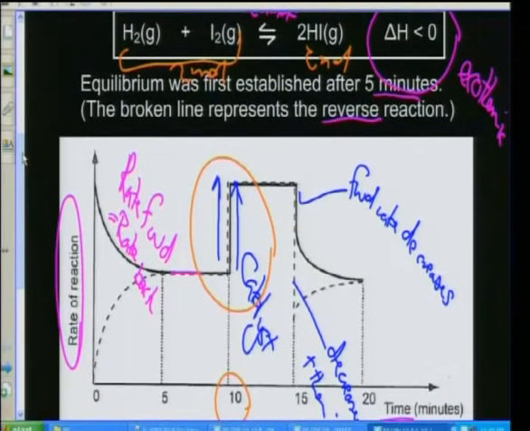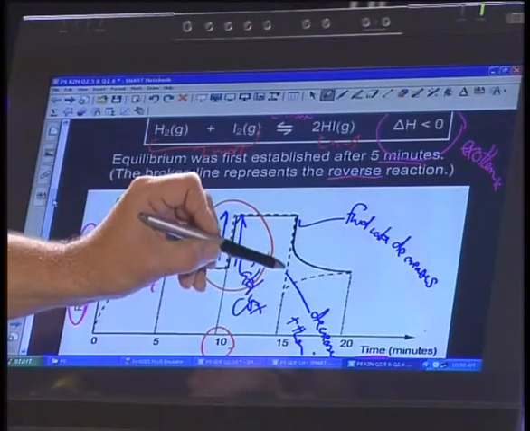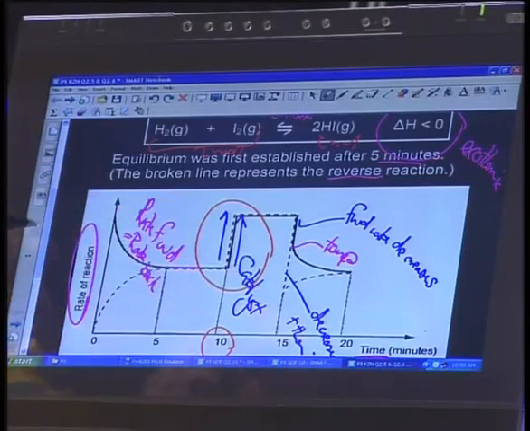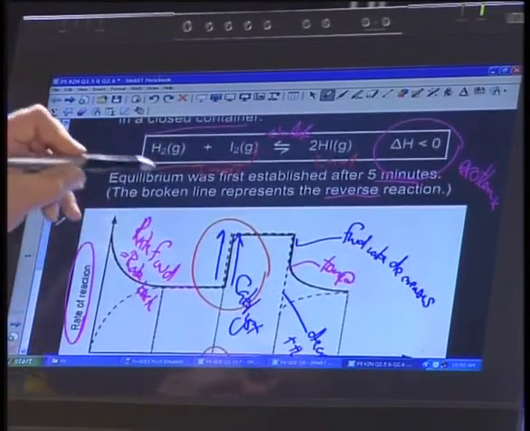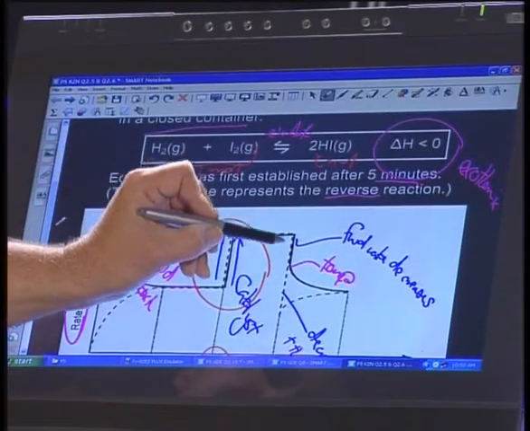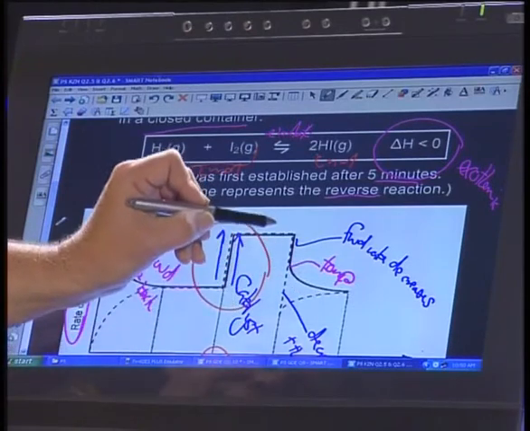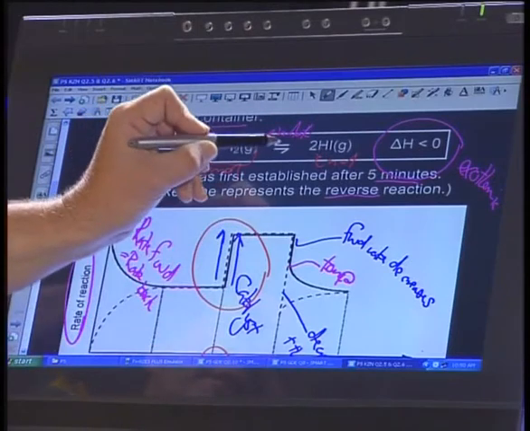So what's happening? We've got a decrease in the forward reaction. We've got a decrease in the reverse reaction as well. Now, when they are both decreasing, I would have suspected that this is a temperature change. And what we can see here is that this one decreases more. So the forward reaction is decreasing more.